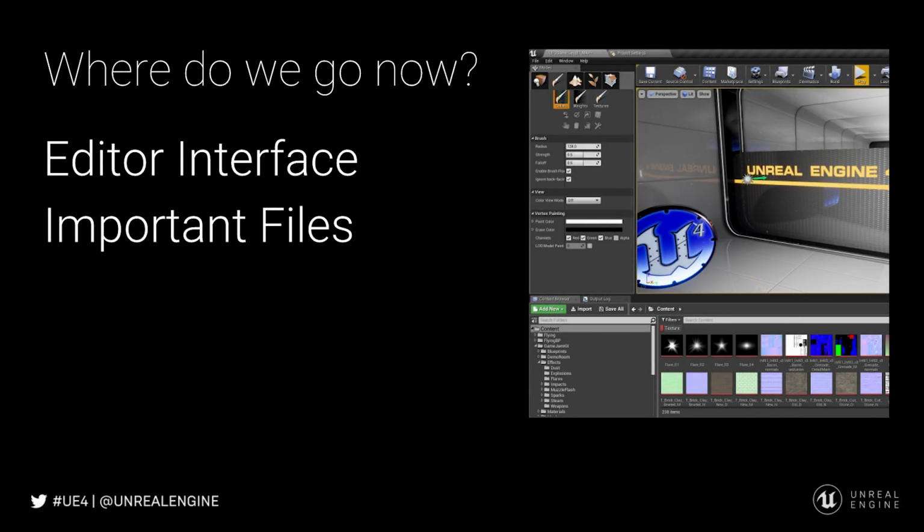Now, where should we go from here? One of the first things we should do is learning our editor interface. Now that we have a project, how do we actually manipulate and work with all of our content inside of our editor? And then we should learn about the important files. These are files and folders that are important to a project that we may wish to modify later on. With that said, go ahead and pick a subject that you find interesting and start learning.